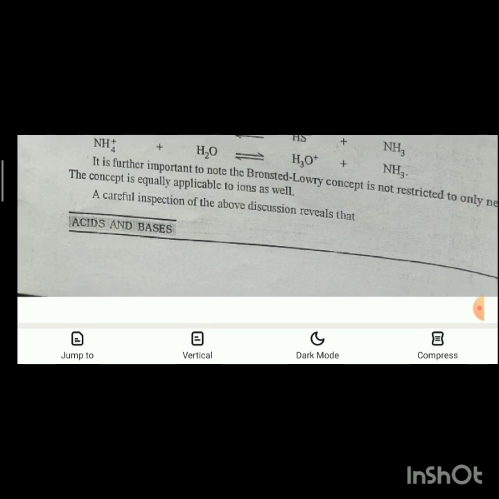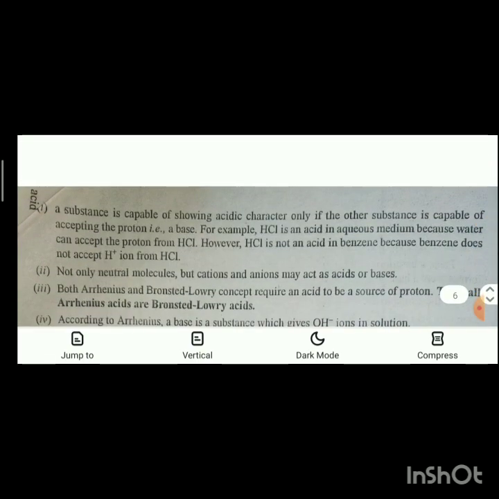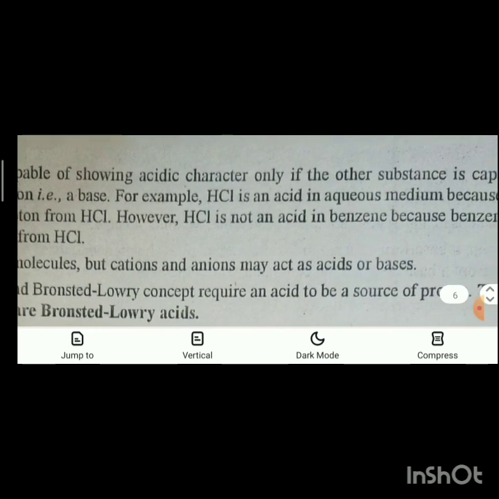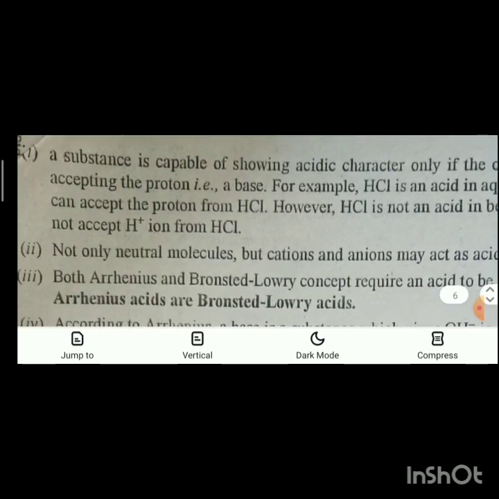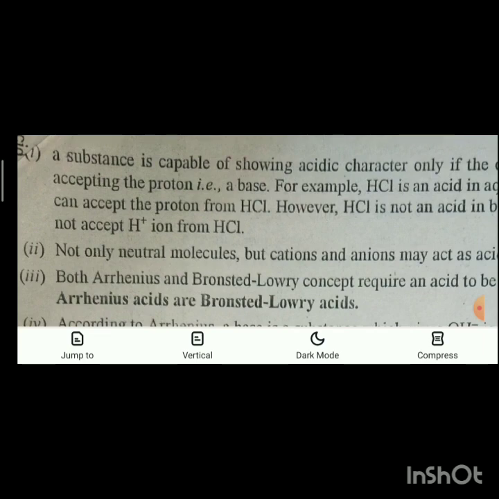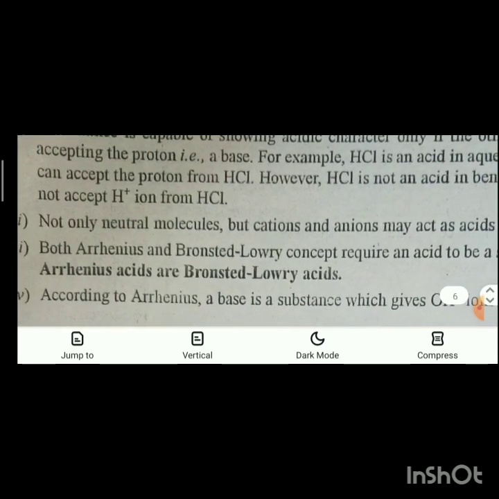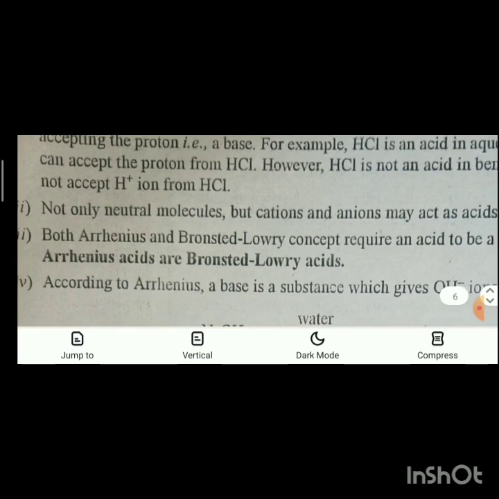A careful inspection of the above discussion reveals that a substance is capable of showing acidic character only if the other substance is capable of accepting the proton, that is, a base. For example, HCl is an acid in aqueous medium because water can accept the proton from HCl. However, HCl is not an acid in benzene because benzene does not accept the H+ ion from HCl. Not only neutral molecules but cations and anions may act as acids or bases.